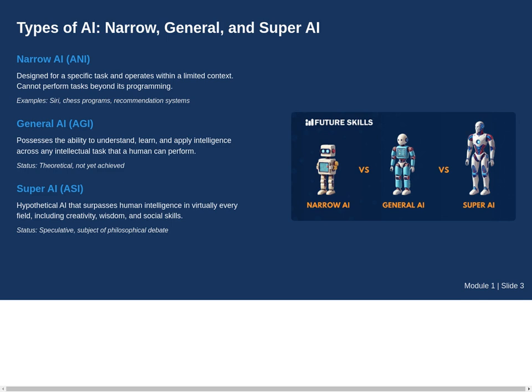The next level is general AI, or artificial general intelligence, AGI. This is a theoretical AI that would possess the ability to understand, learn, and apply intelligence across any intellectual task that a human can perform. AGI remains theoretical and has not yet been achieved. Beyond AGI lies Super AI, or Artificial Superintelligence, ASI. This is a hypothetical AI that would surpass human intelligence in virtually every field, including creativity, wisdom, and social skills. ASI is purely speculative at this point and is the subject of philosophical debate.